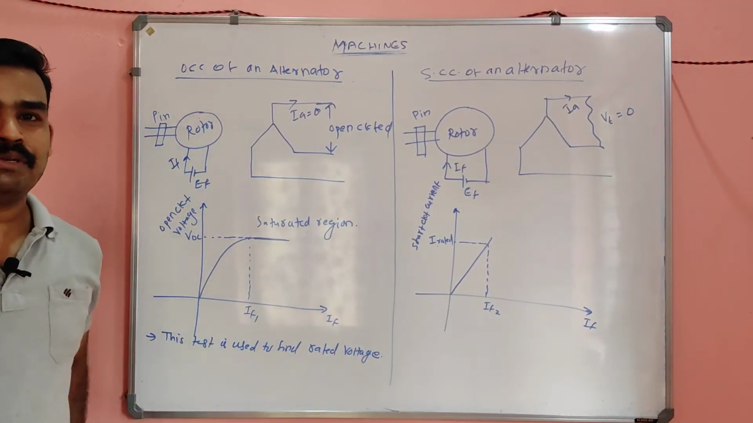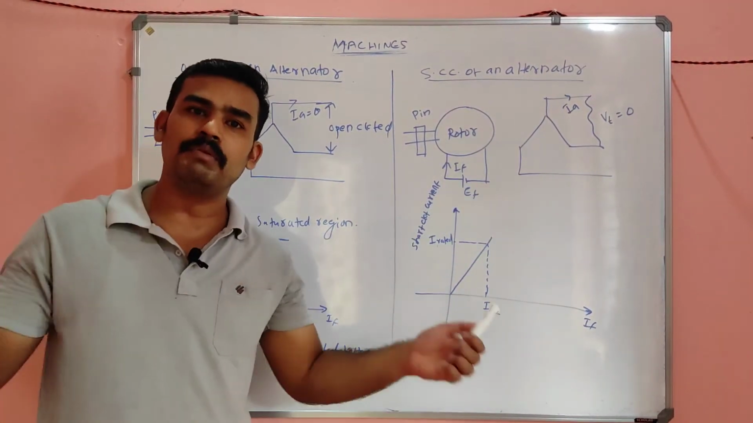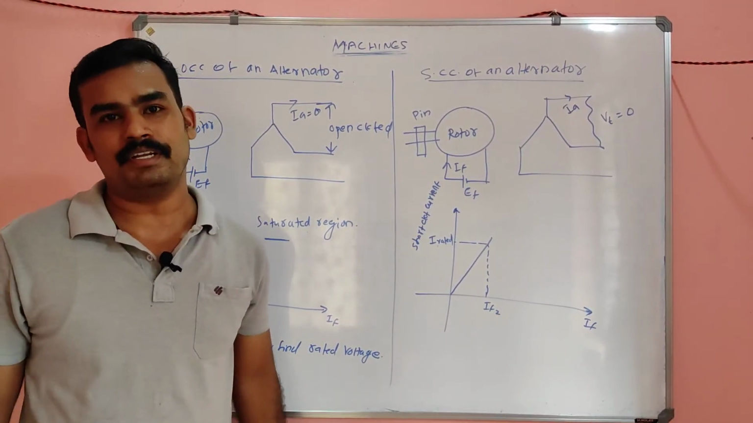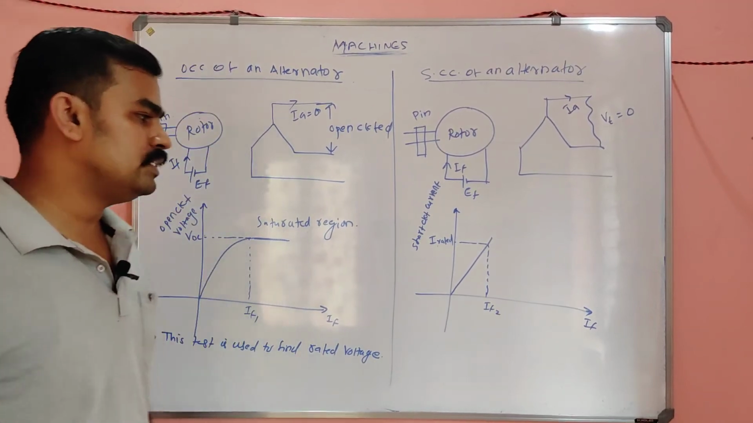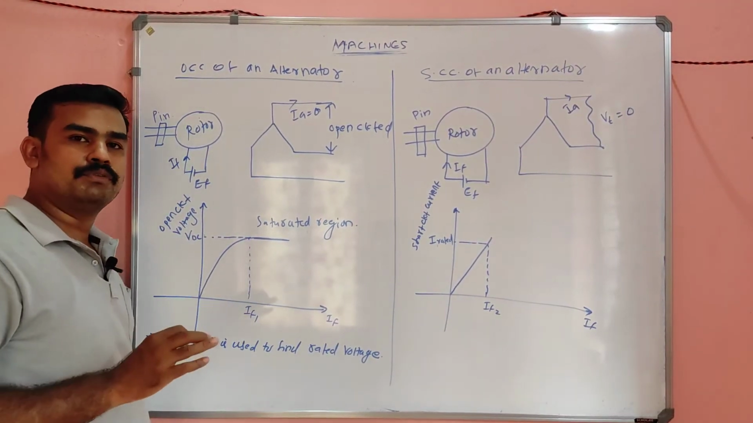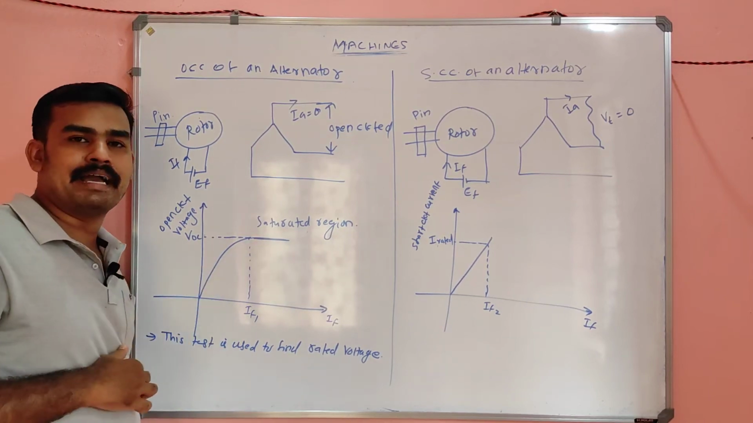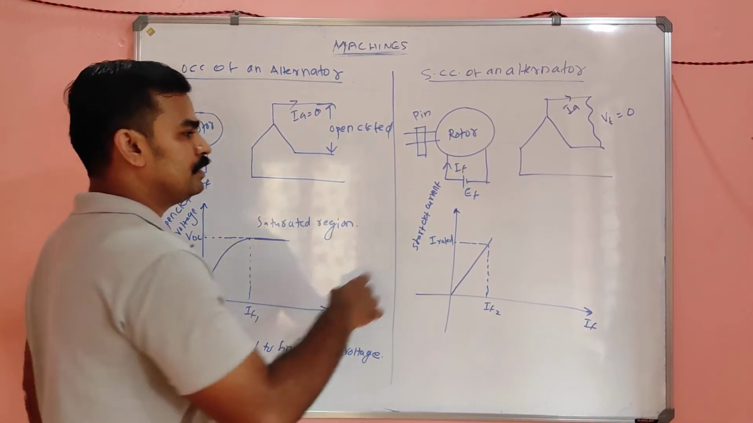After that, if you keep increasing, definitely the armature winding will be burned and the machine gets damaged. So IF2 is the maximum value of field current at which we get the rated current as the output.